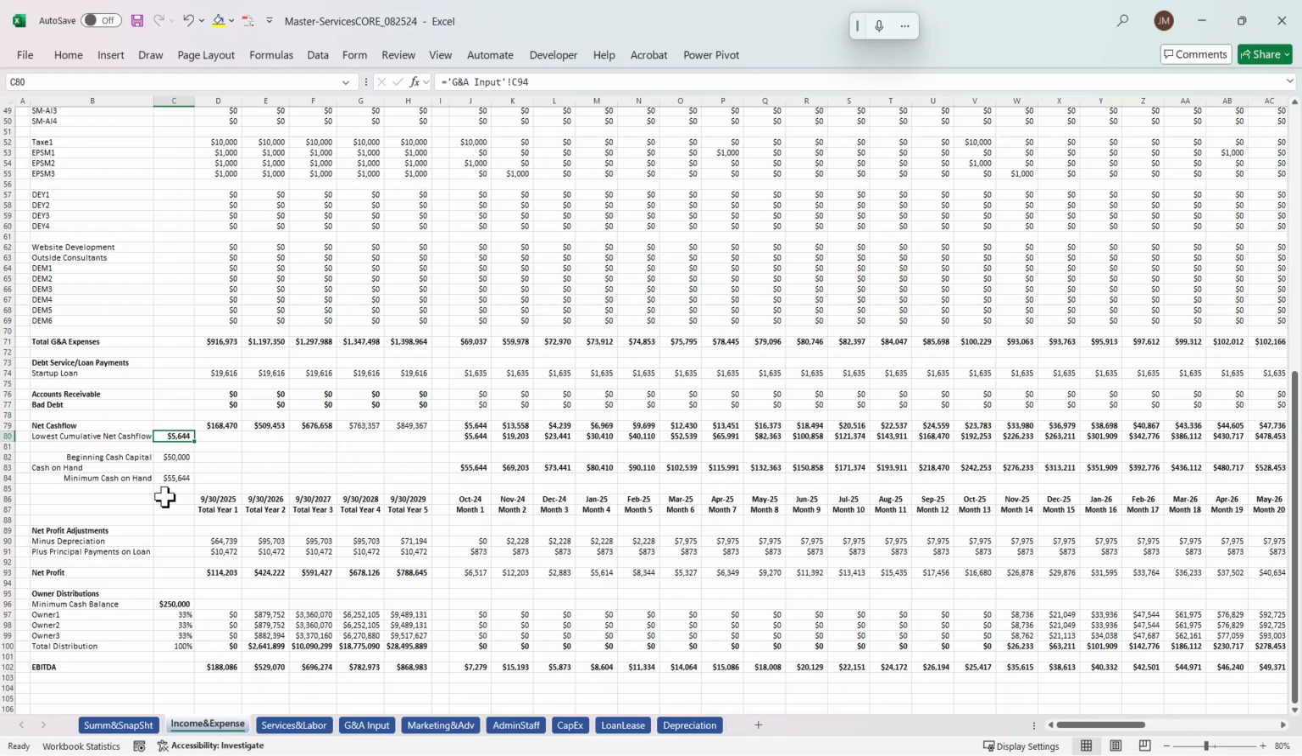Then your beginning cash capital, this just comes directly from the G&A input where you entered how much cash you're going to start off with in your bank account. And then it's going to take a look at what is your minimum cash on hand so you can manage that number. So this is your cash flow calculation.